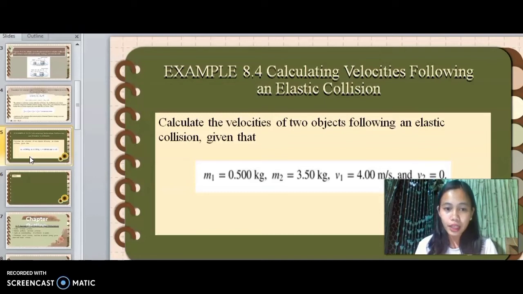So that's it. Here in example 8.4, we're going to calculate velocities following an elastic collision. Calculate the velocities of two objects following an elastic collision given that our mass 1 equals 0.500 kilogram, our mass 2 is 3.50 kilogram, our velocity 1 is 4 meters per second, and our velocity 2 is 0 since the second object is initially at rest. So we are going to solve that.